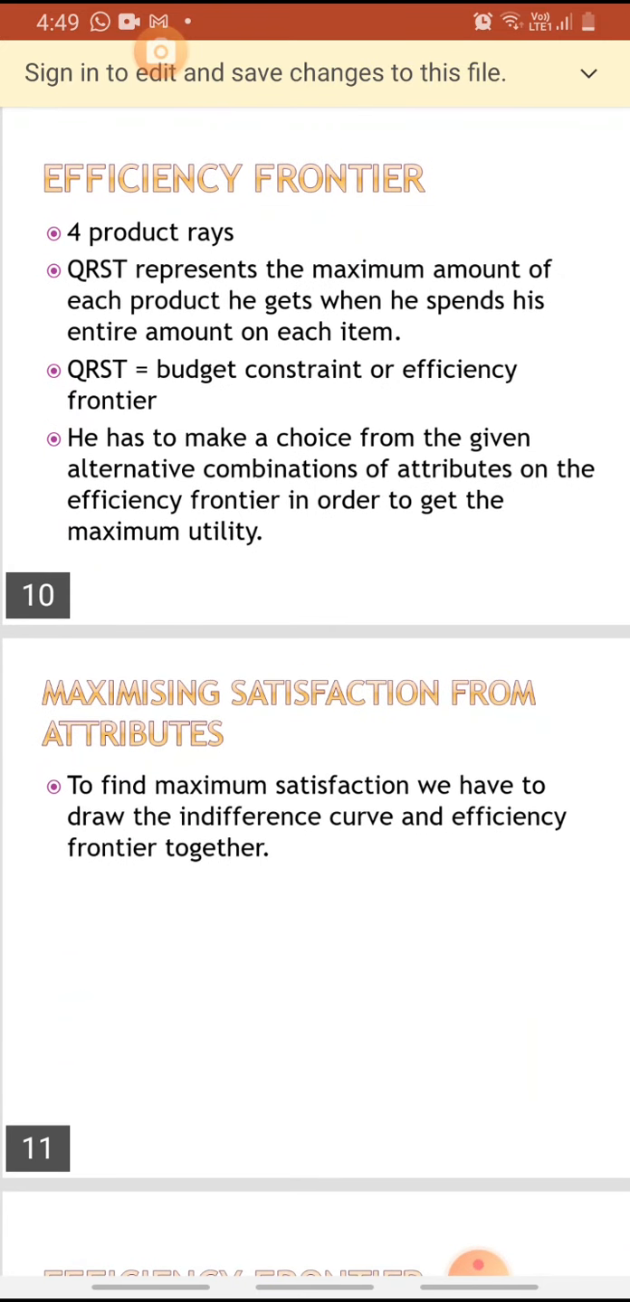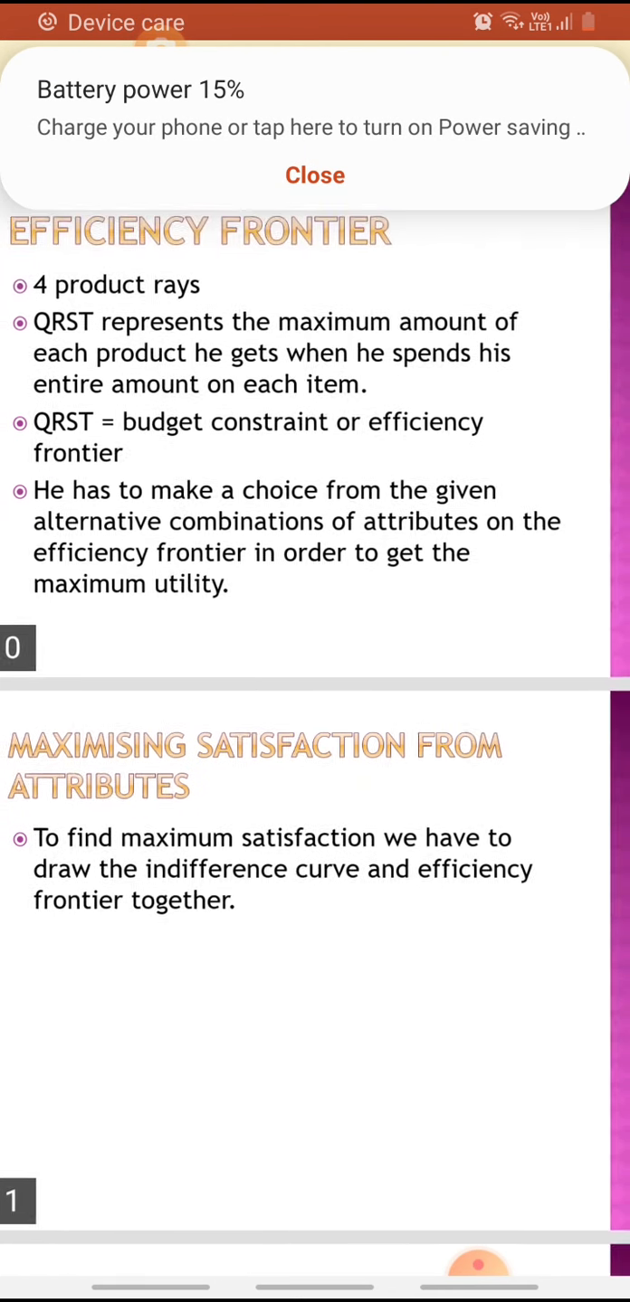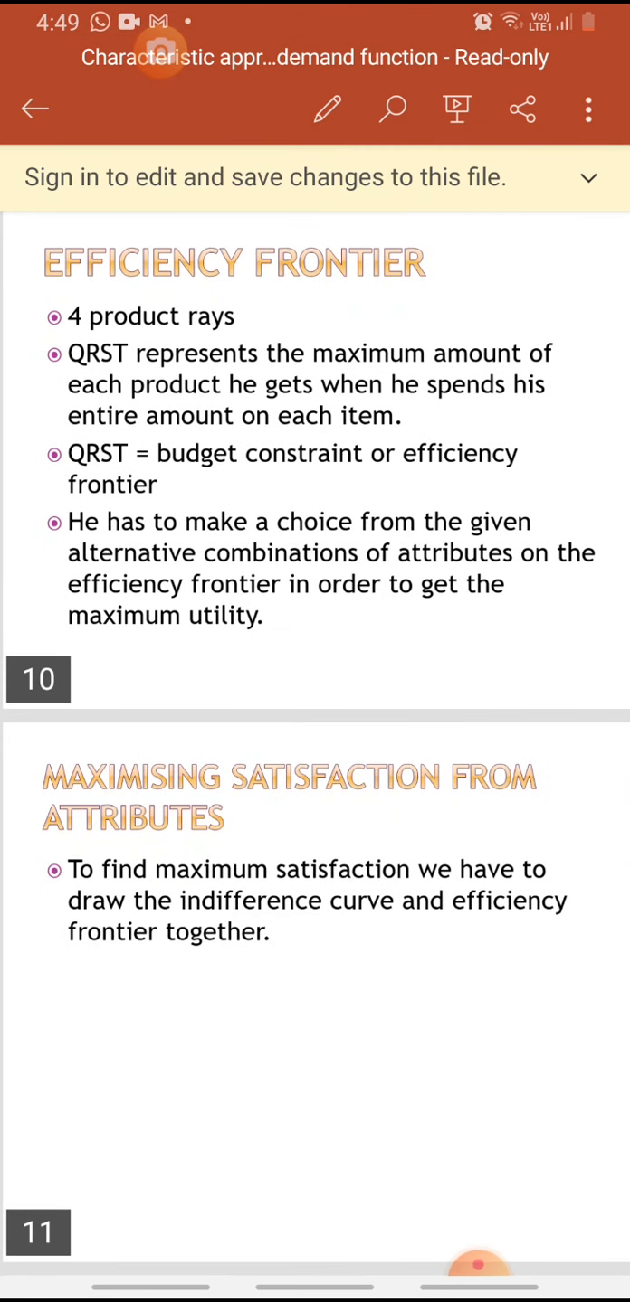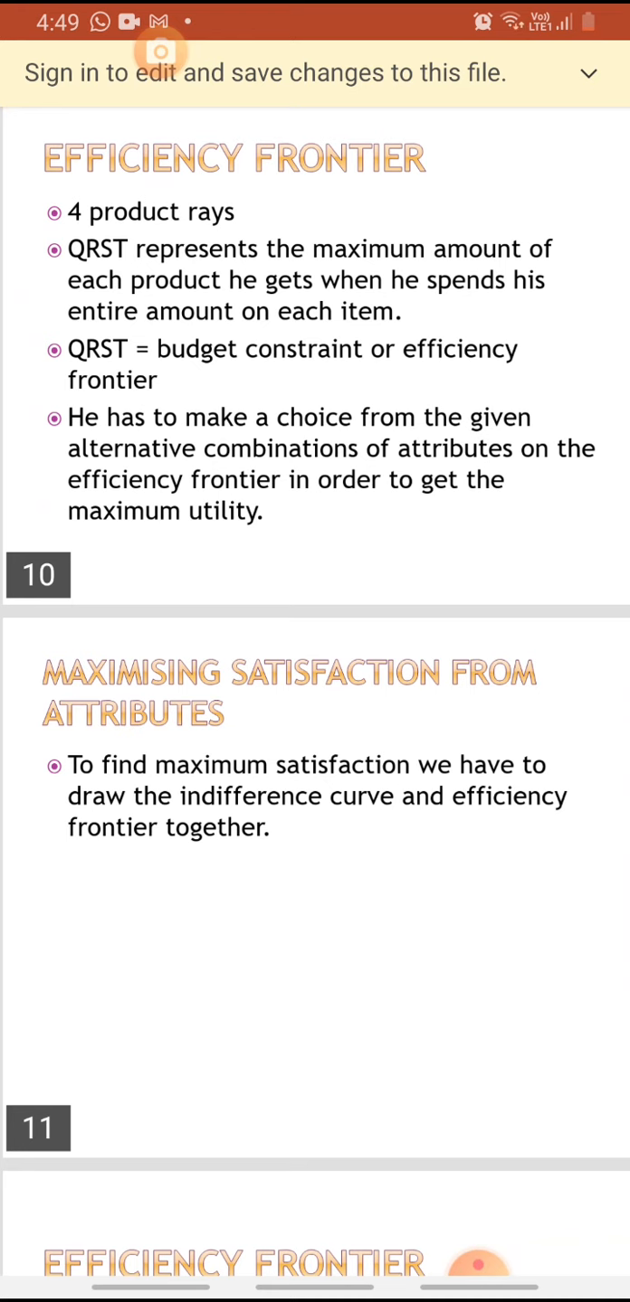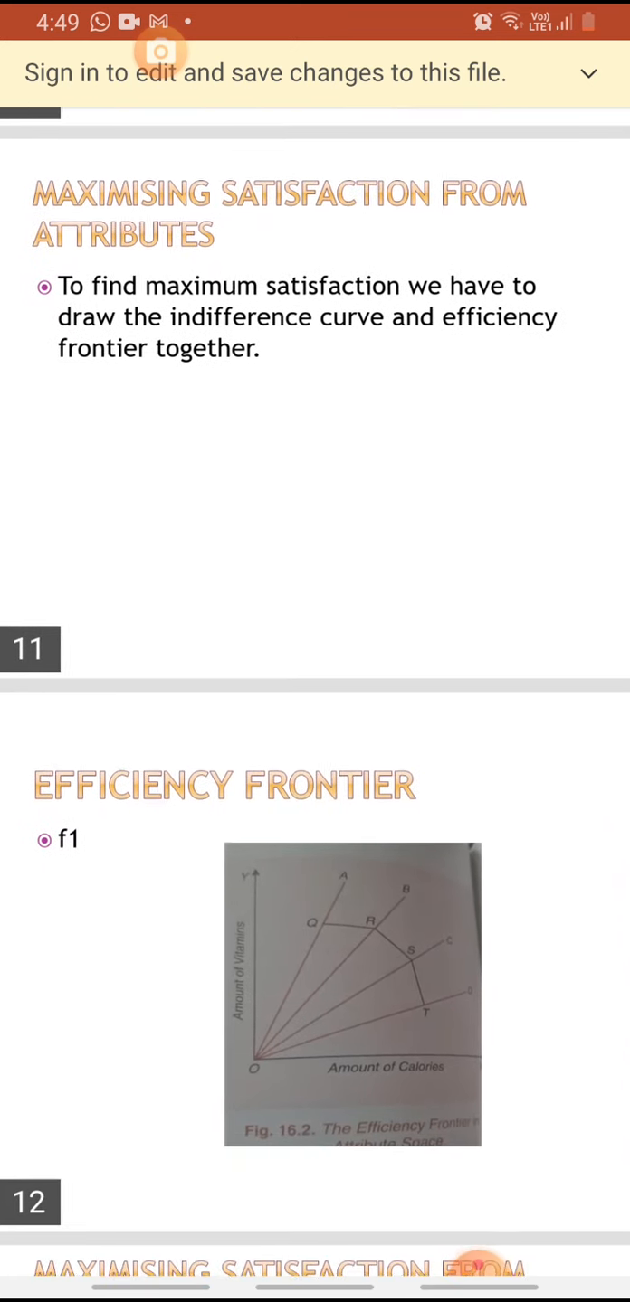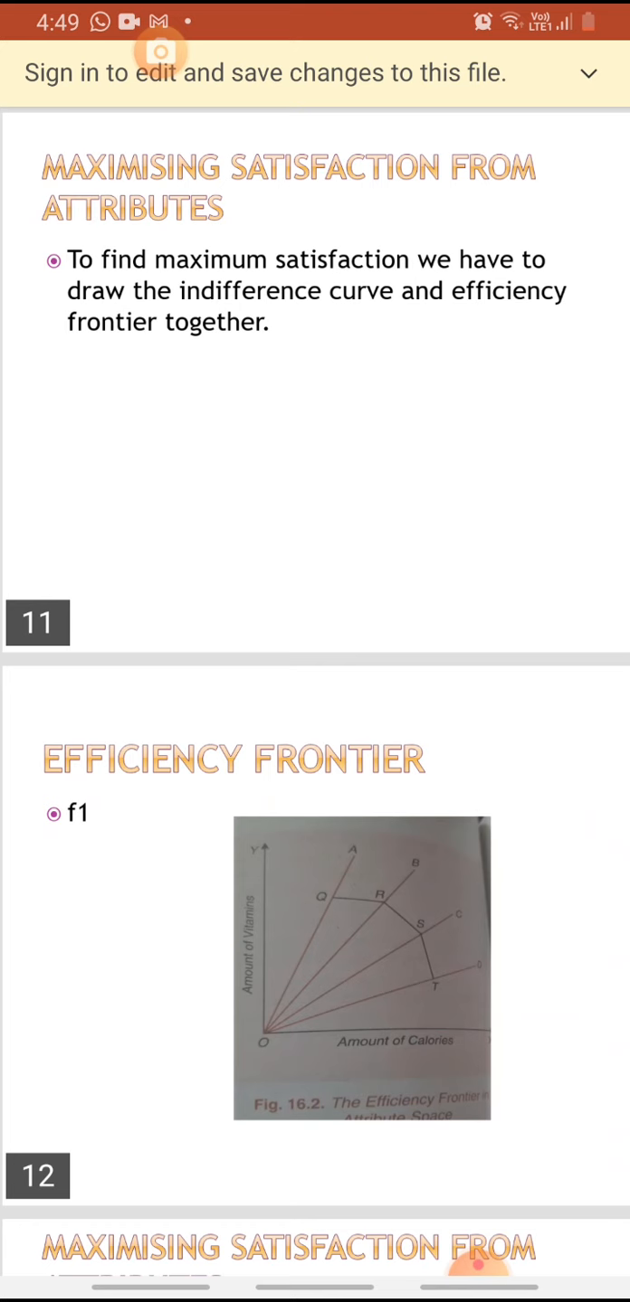The efficiency frontier can be expressed with the diagram, where it is explained with four product rays. QRST represents the maximum amount of each product he gets when he spends his entire amount on each item. QRST is the budget constraint, otherwise known as the efficiency frontier. He has to make a choice from the given alternative combinations of attributes on the efficiency frontier in order to get the maximum utility, maximizing satisfaction from attributes.